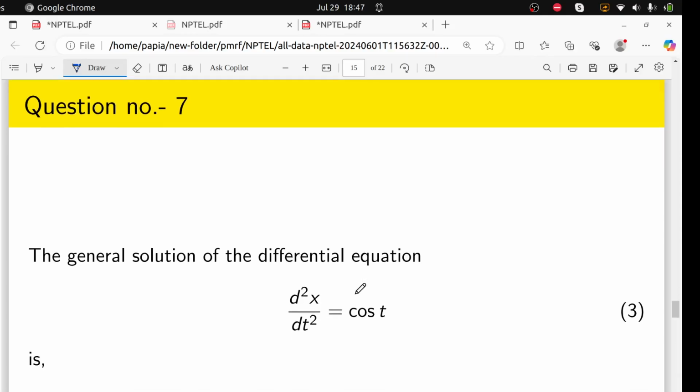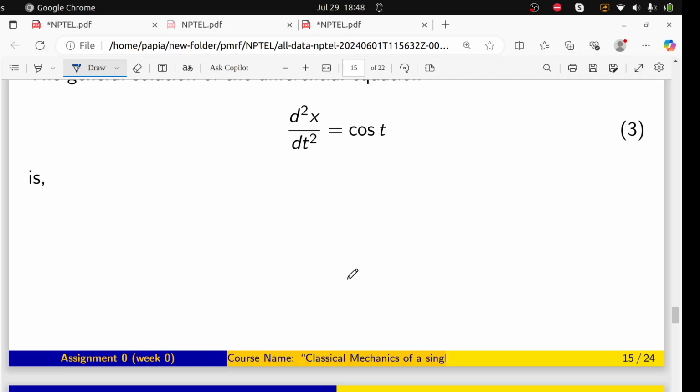Okay. Now coming to the seventh question, it's a little bit different. Till now it was totally vector calculation. So now we will talk about something a little bit different from vector calculus. The question is: the general solution of the differential equation, what is it? That is what they are asking.